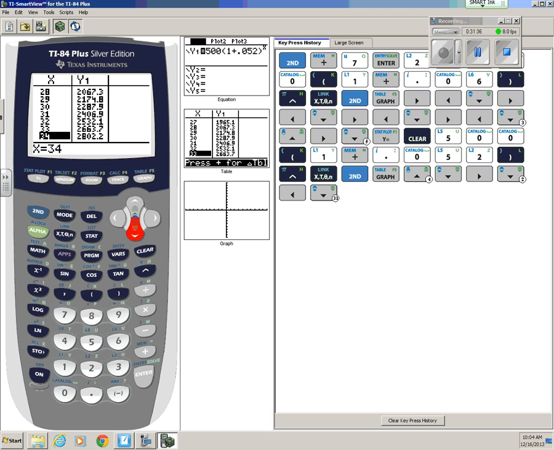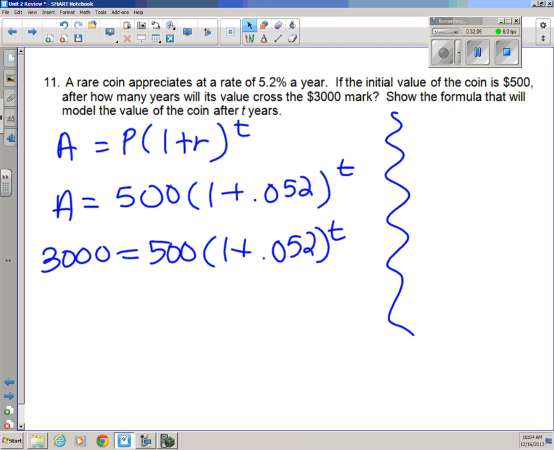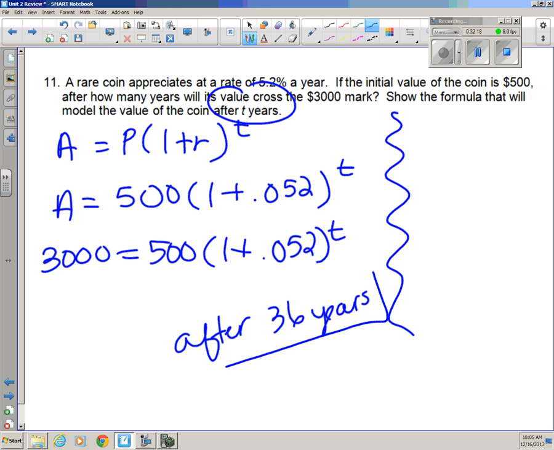Right now we're at $2,080. We're now at $2,900. Here we go. We're now at $3,101.25, if you will. So in the 35th year, it was just at $2,948. But in the 36th year, it crossed the $3,000 mark, right? Because X is the number of years and Y is the value of the coin. So what's happened here is we can say, so after how many years? Well, it's going to be after 36 years. And the way that we did that is we went right to the calculator.